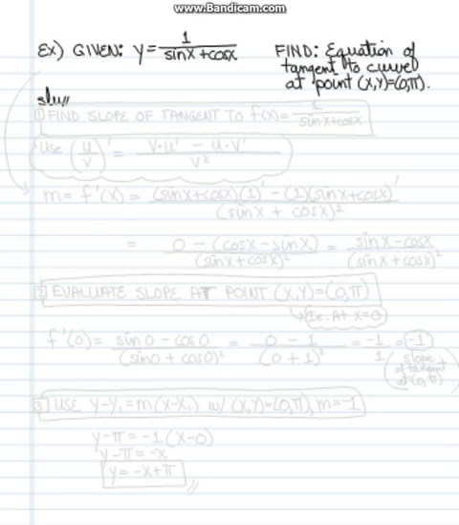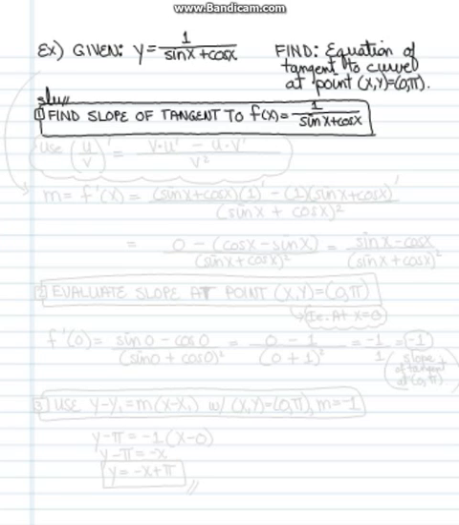Okay, the solution to this problem. Step 1, we're going to find the slope of the tangent to the curve f of x equals 1 over sine x plus cosine x. Now our f of x is a quotient, a rational function, so we are going to use the quotient rule. We're going to use (u over v) prime, where u is the top function and v is the bottom function, equals the bottom times the derivative of the top minus the top times the derivative of the bottom, over v squared.